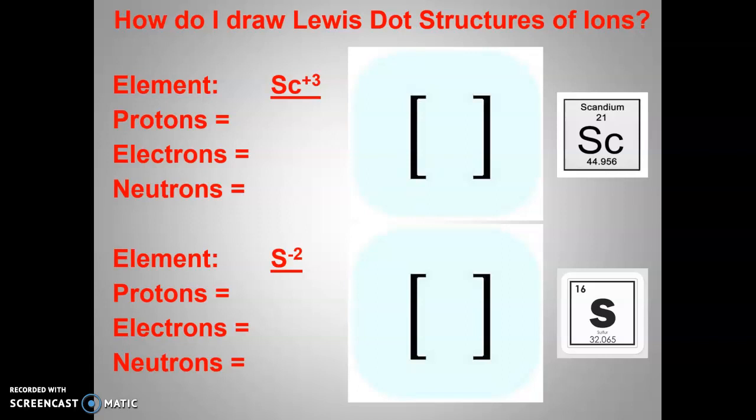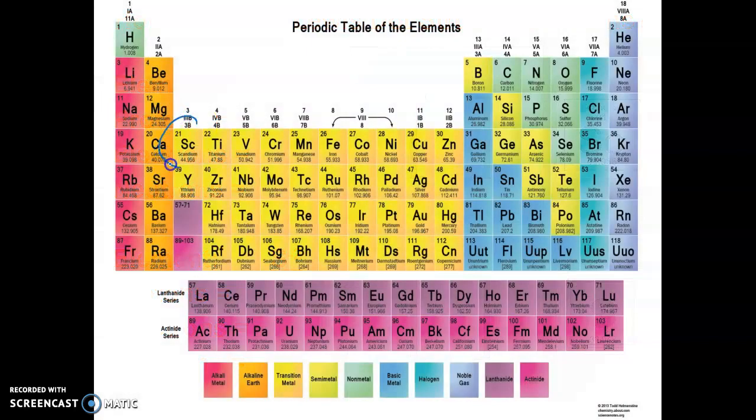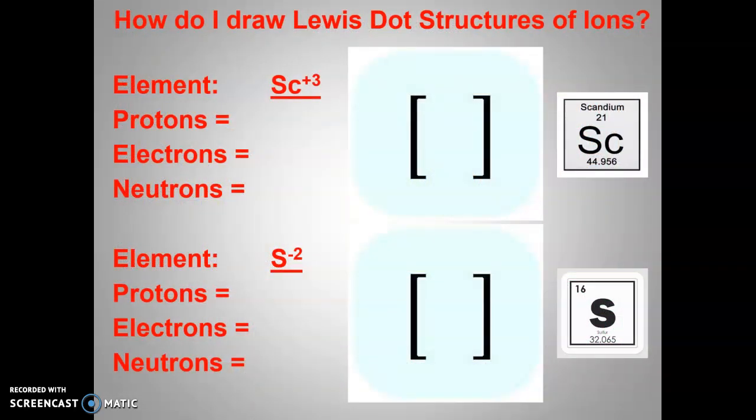Let's start with the element scandium. Kind of a little weird out there, but scandium is located right here on the periodic table. It's actually in the third group and the fourth period. So if I was drawing an electron configuration for this, I would need to go up to 4 electron orbitals or electron levels. But I'm not doing that here. All I'm doing is trying to do the Lewis dot structure of this element, but it's become an ion. Scandium in this instance has become a +3 charge.